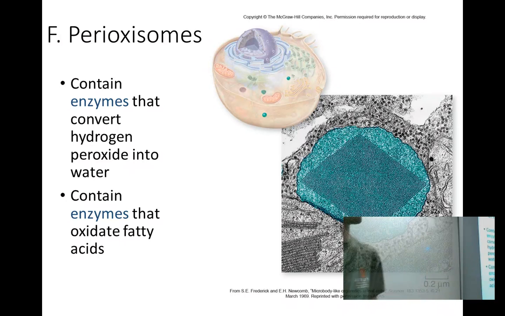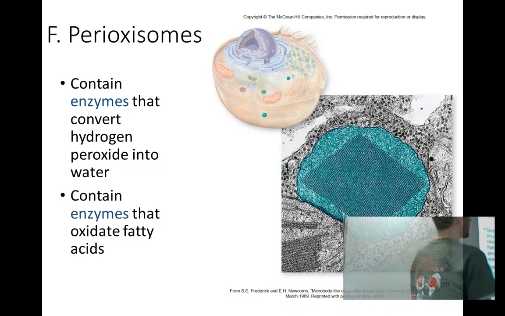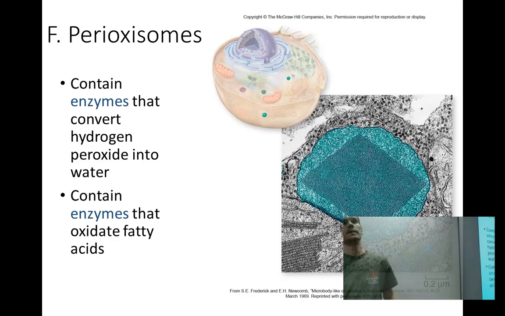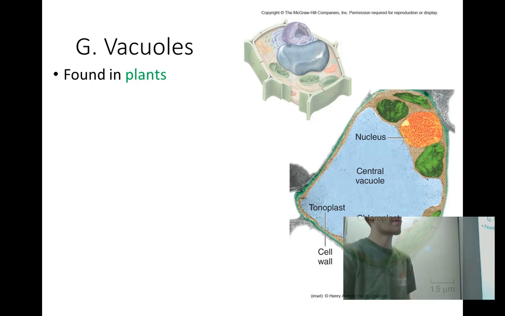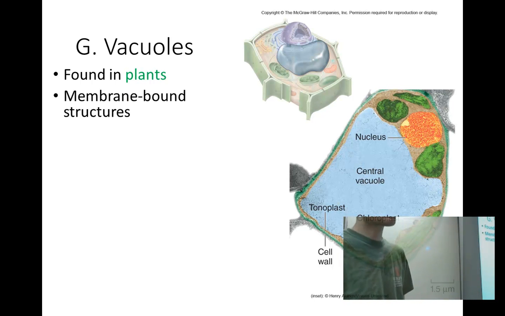Peroxisomes are just like the other vesicles, only they contain specific enzymes that break down hydrogen peroxide. Hydrogen peroxide is very reactive, and it will destroy the cell if it's not taken care of. So it converts it with an enzyme called, good question, catalase. It'll break it down and convert it into water. It also contains enzymes that will oxidize fatty acids, which is important for breaking down fatty acids for energy.